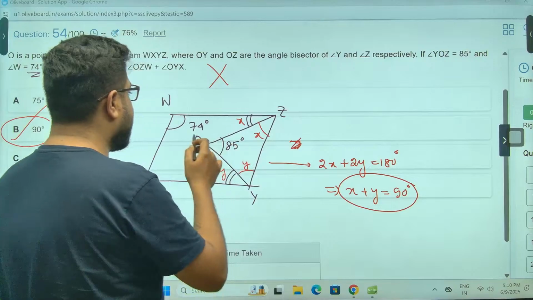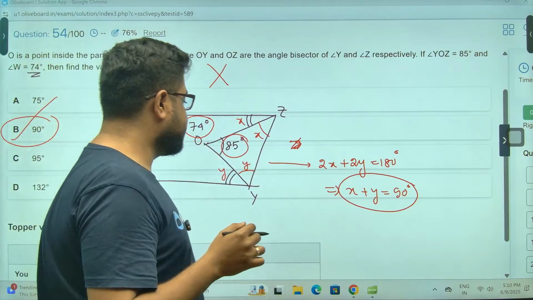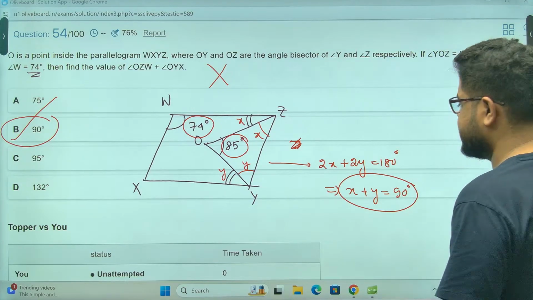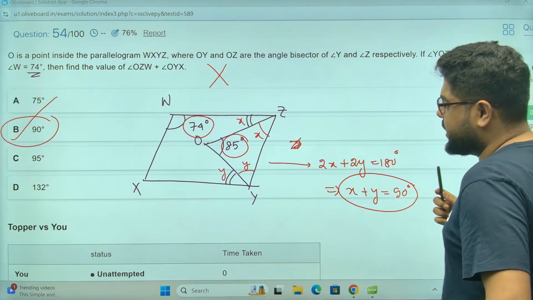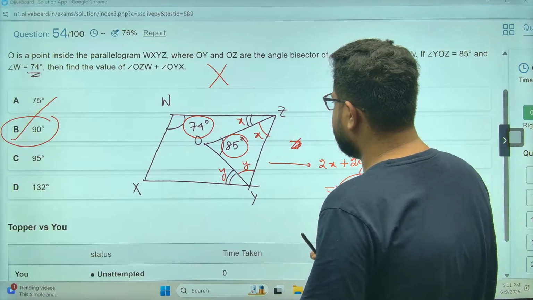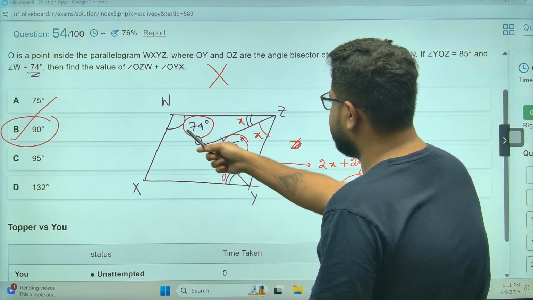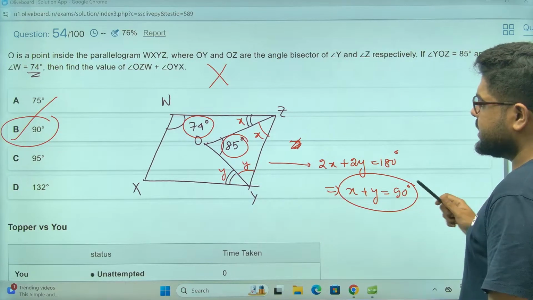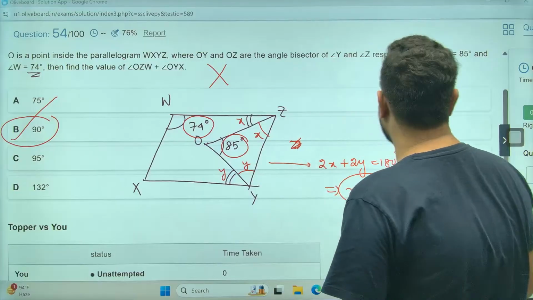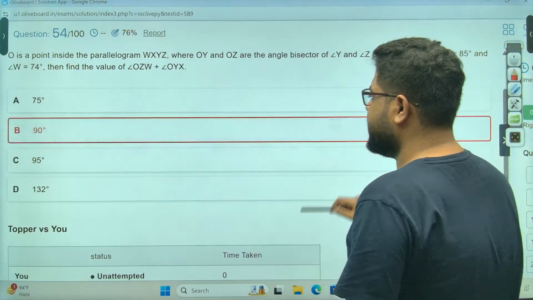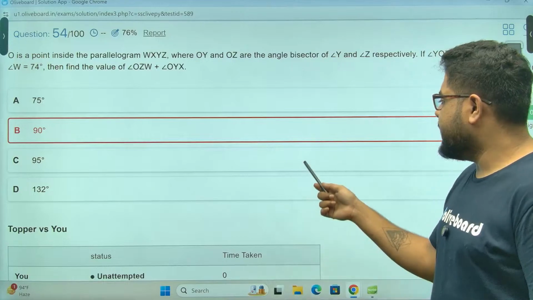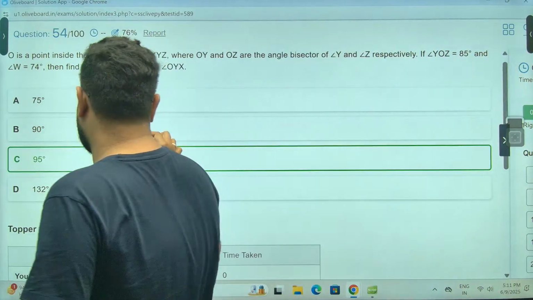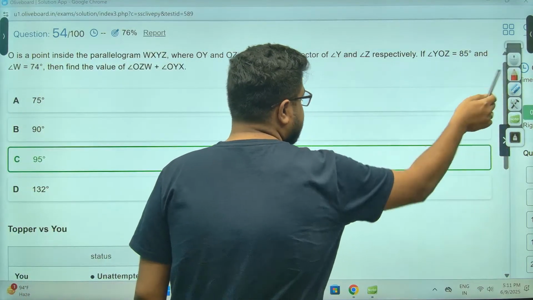But then why is this 74 and this 85 given? This is a wrong question, everyone. Some other technique they might have used. 74, 85, so 95 can also come from there. Let's see. 90 is wrong, sir. I told you, the question is not right. 95, yes sir, this is correct. So actually, let me say once again, this is a wrong question, everyone.